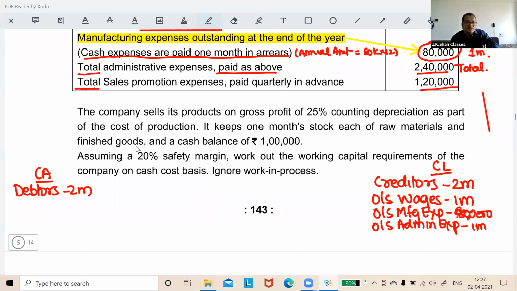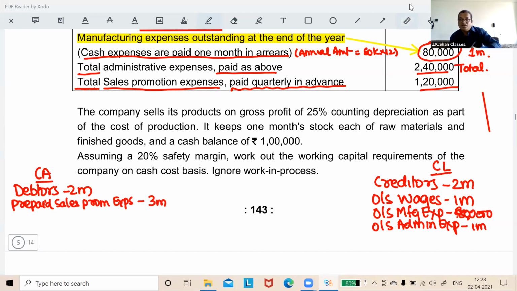What is that, sir? It's a sales promotion expense, but what is written? It is paid quarterly in advance. So there's no question of it coming in current liabilities. It has to come in current assets. It's a prepaid expenditure. So we will say prepaid sales promotion expenses for a duration of 3 months. You have understood 1 quarter is 3 months. There are 4 quarters, but then 1 quarter is a duration of how many months? 3 months. Okay.